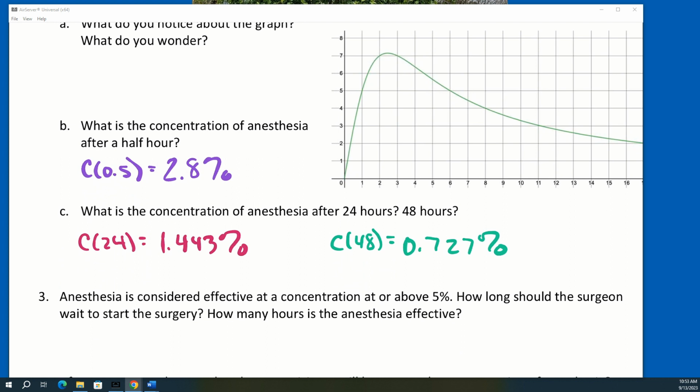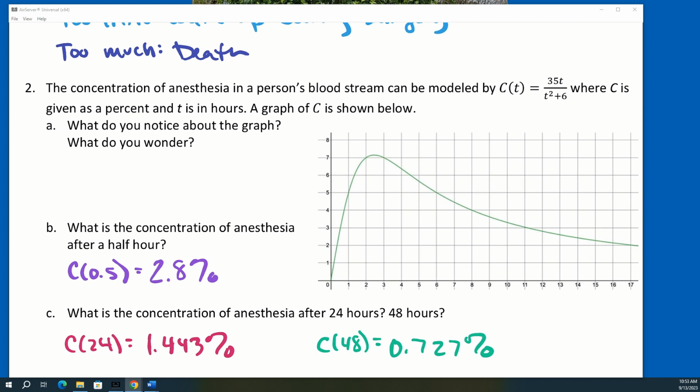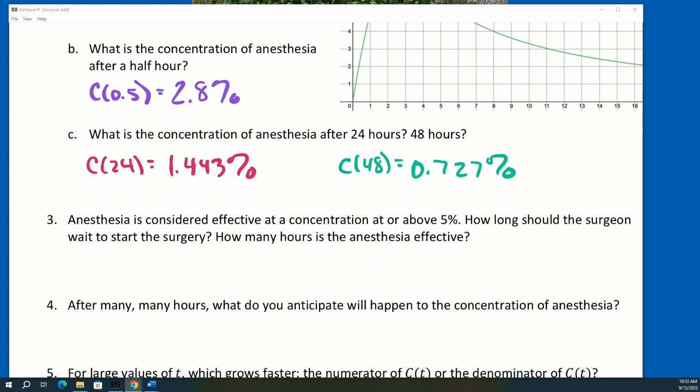So on number 3, for the anesthesia to be considered effective, the concentration needs to be at or above 5%. So these numbers are percentages. So you could look at the calculator, but you could also just look at the graph. And so how long should the anesthesiologist wait, or the surgeon wait? 1 hour. And then how many hours is the anesthesia effective? 5 hours. Good.